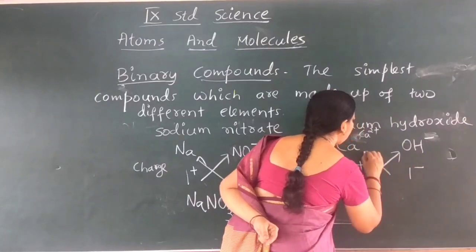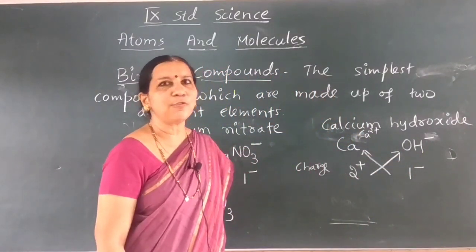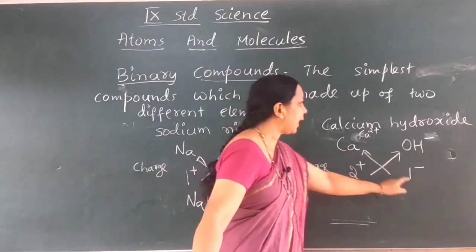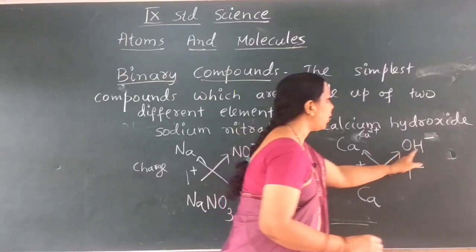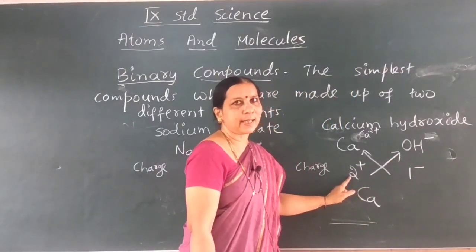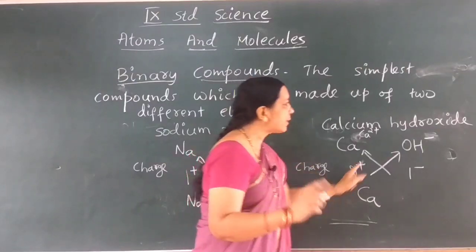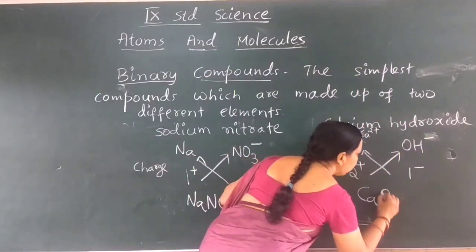Now crisscross the charges, you get the formula now. Ca, how much? 1. And OH, how many ions here? 2 ions are there. So you must keep this polyatomic ion OH in the bracket.